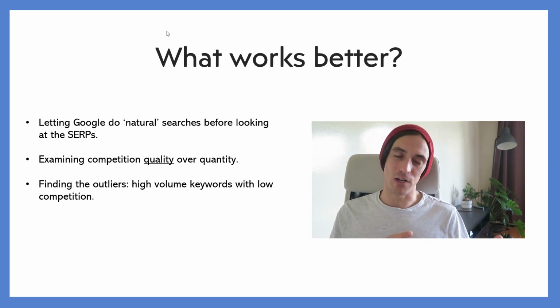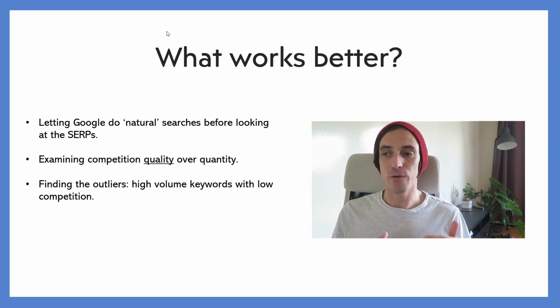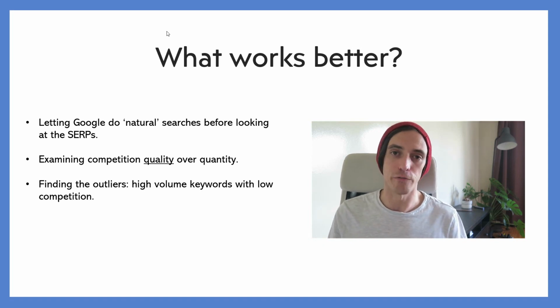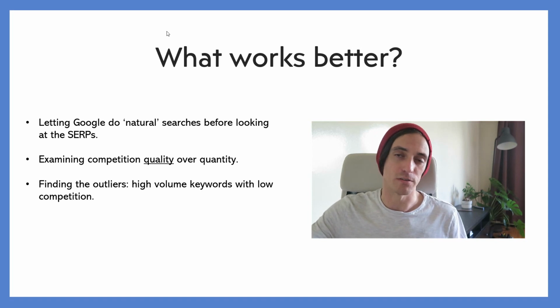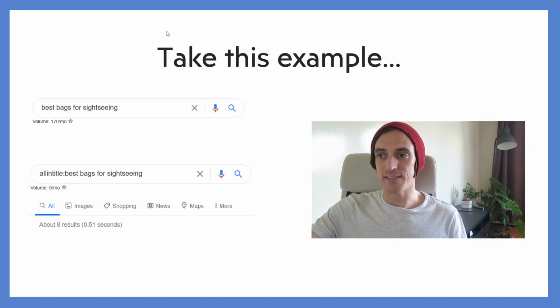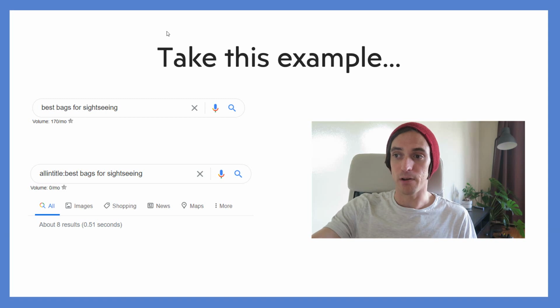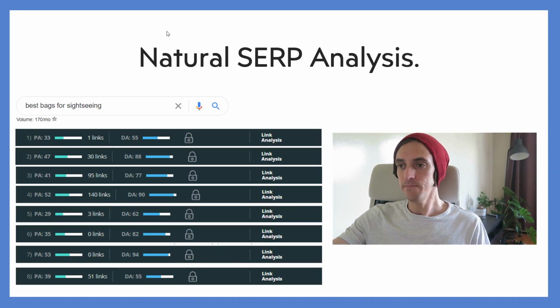And then the third thing, which as I said is not as important, but it is possible to find high volume keywords with low competition. And if you do the KGR, you're never going to find them, because you're forcing yourself to only look at keywords with only 250 searches a month. So here's an example. Best bags for sightseeing, its volume was 170 per month at the time that I did this search. That is KGR compliant because 8 divided by 170 is far less than 0.25.